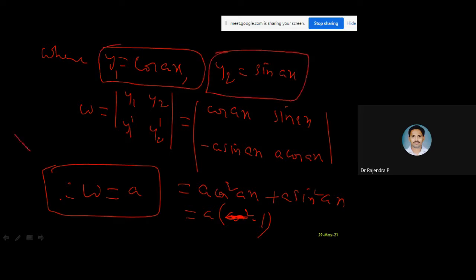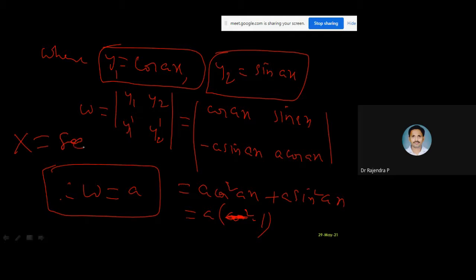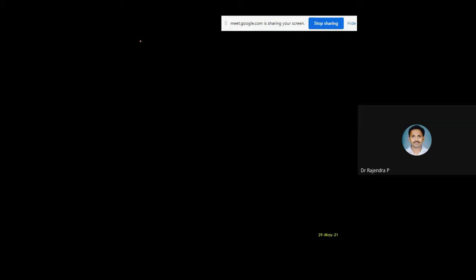What is next? X. X is given by them. What is x? Secant ax is given to you. So all things you know to find your u and v. Now we'll write our functions u and v. What is u? Tell me the formula. Anyone, just practice. I told you you can exchange these formulas, u as v, v as u, but follow any one. Don't confuse yourself while doing the things.